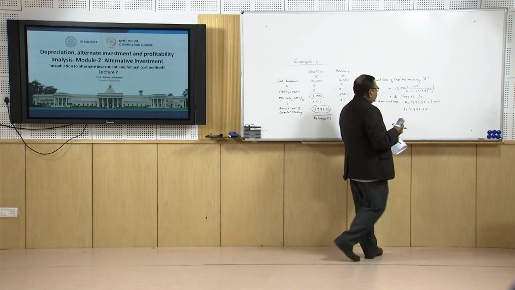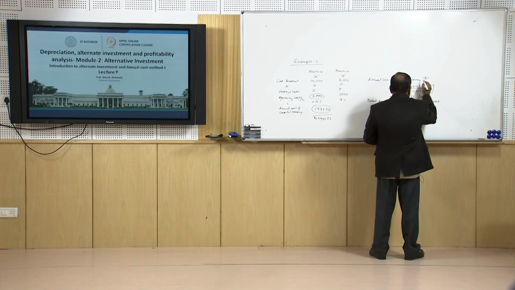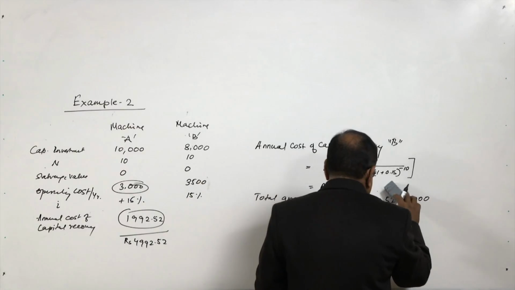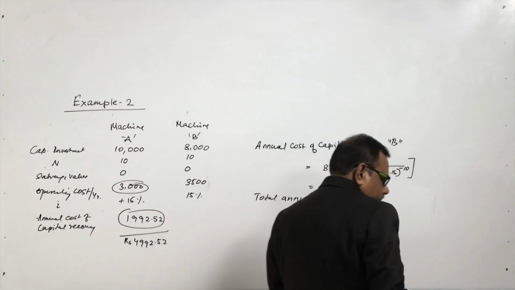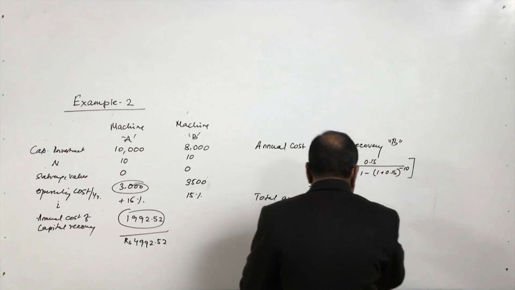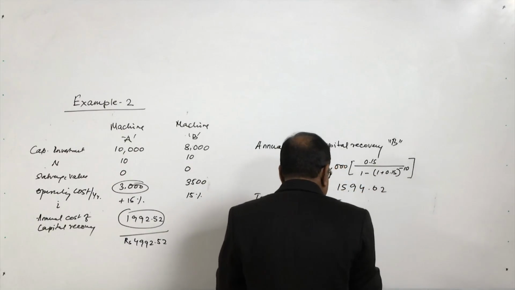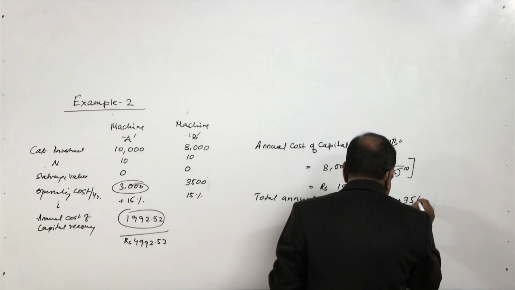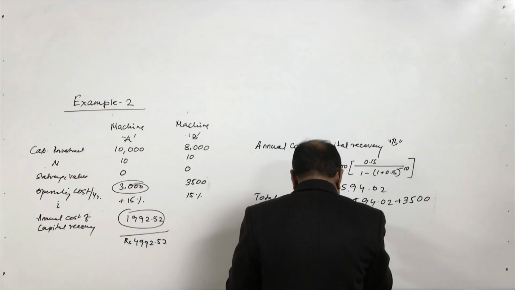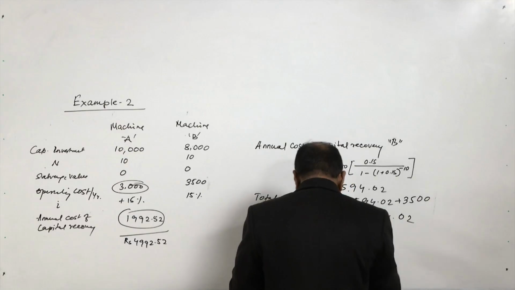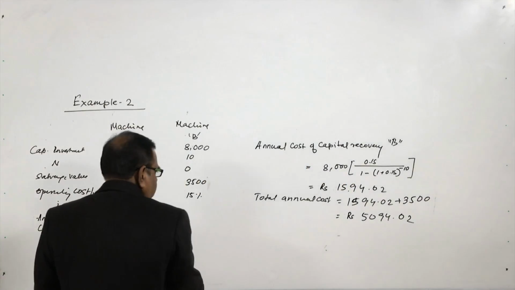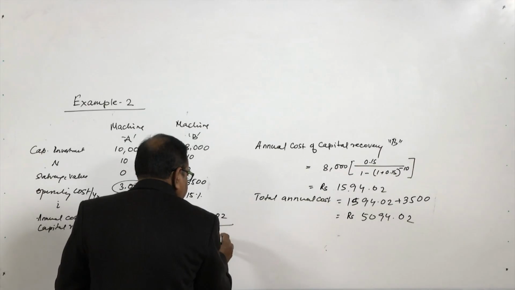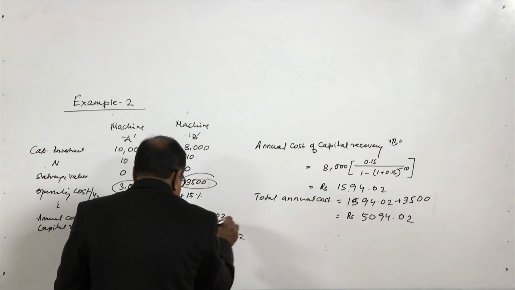Similarly, capital recovery for machine B will be 8000 into the same factor, and this comes out to be rupees 1594.02. So, this is 1594.02 plus 3500, and this comes out to be rupees 5094.02. So, this is 1594.02, and we add this, it becomes rupees 5094.02, this plus this.